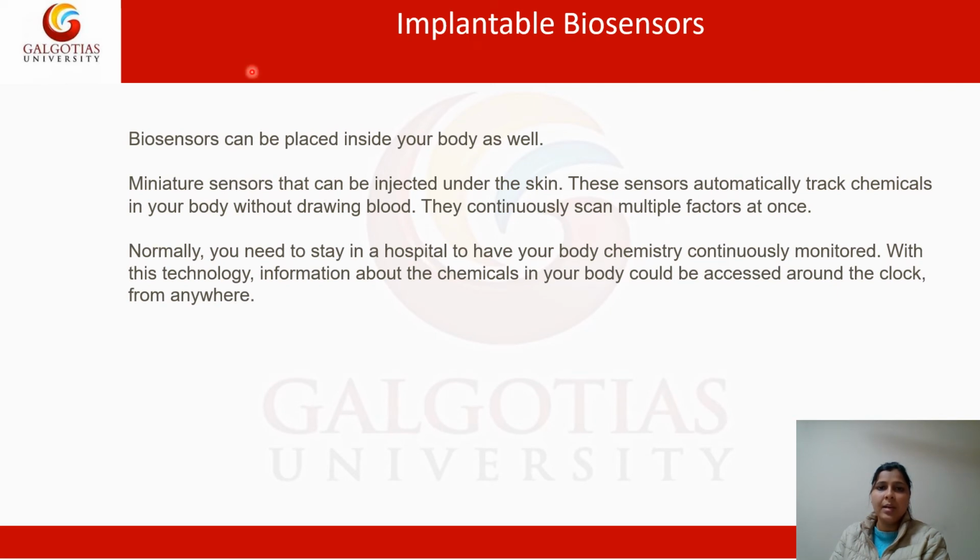Next one is implantable biosensors. Biosensors can be placed inside our body as well. We have some miniature sensors that can be injected under our skin, and these sensors automatically trace the chemicals in our body without drawing blood. They continuously scan multiple factors at once. Normally, we need to stay at the hospital for a body checkup and be continuously monitored, but with the help of this technology, information about the chemicals of your body will be checked round the clock, anywhere, anytime.